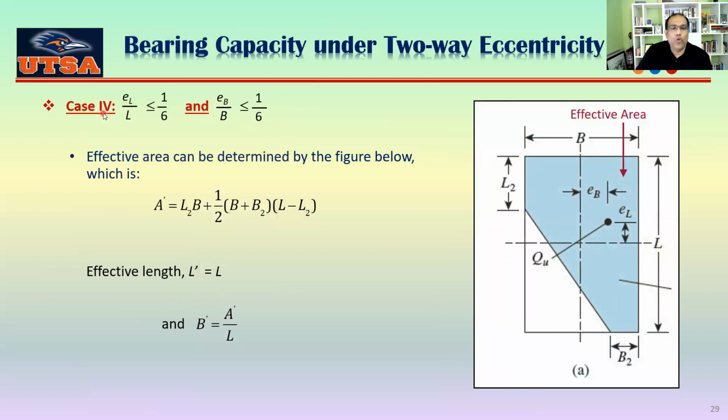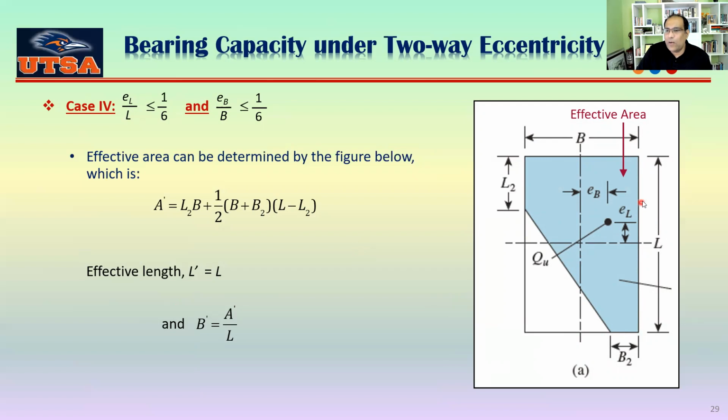Now case 4, when EL by L and EB by B are equal to 1/6, or both of them are less than 1/6. In that situation, their effective area is much bigger now. And once again, you can divide that into 2 areas, like a line here. So this is one area, and there is another trapezoid here.